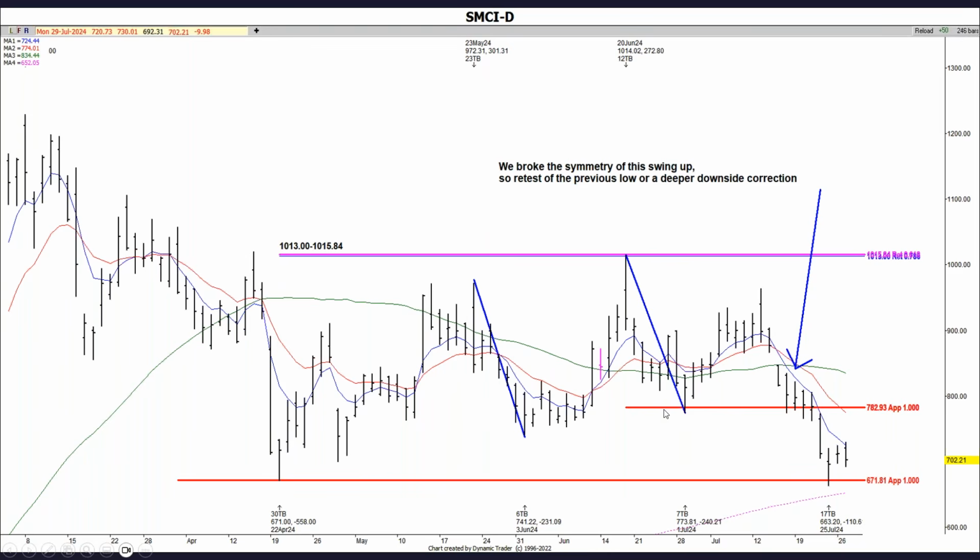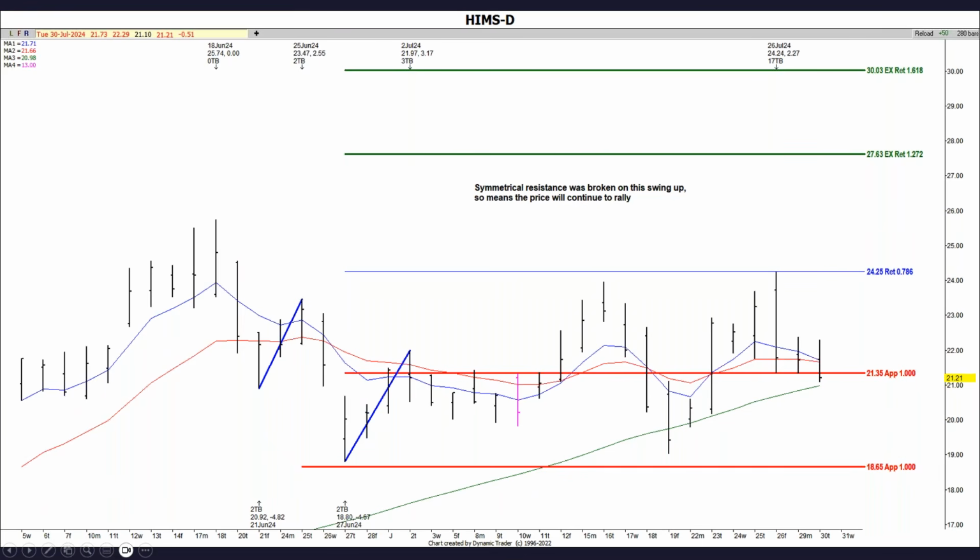And when that happened, I said, hey, we've broken the symmetrical resistance of this swing up. So from that low of that 22nd of April to the high on the 20th of June, then you project that previous swing and say, okay, if we break 782, there's a good chance that we're either going to take out the low from the 22nd of April or make a deeper downside correction. And what happened on SMCI? Made a much deeper downside correction. So that's a warning to you. Those are nice to have.